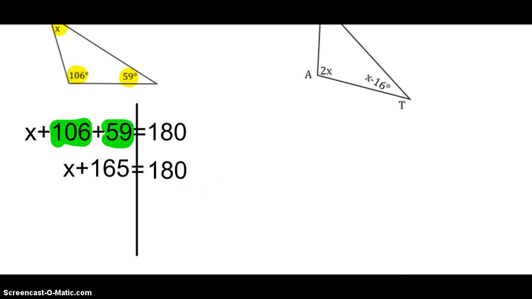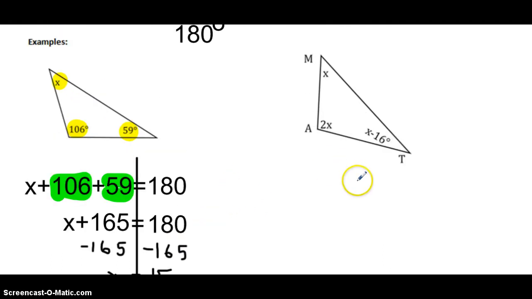I'm going to subtract the 165 now in order to get x by itself. And I am left with x is equal to 15. All right, and that is the answer.